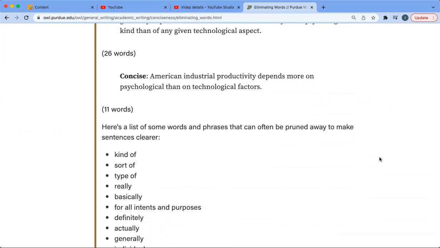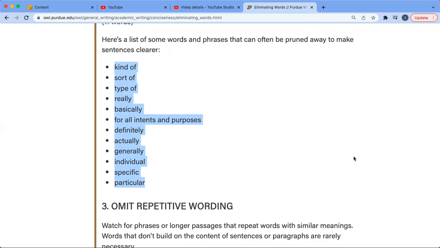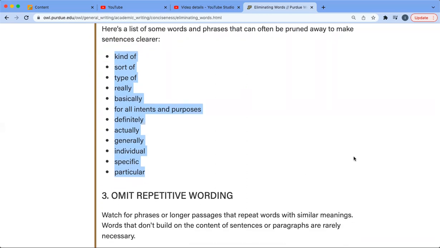The next technique that you're going to learn is to know all those words and phrases that you can eliminate and get rid of. You can prune them away from your sentences. For example, kind of, sort of, type of, really, basically, they don't serve any purpose. They just add clutter or make your writing not very concise.